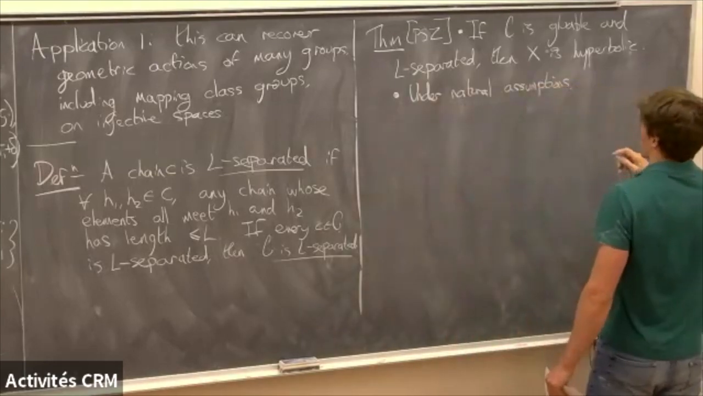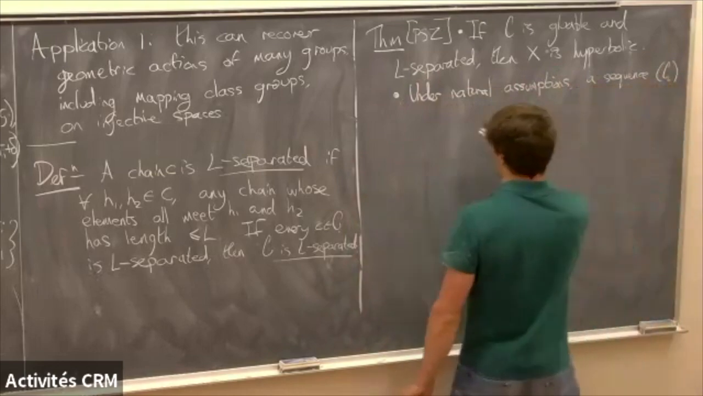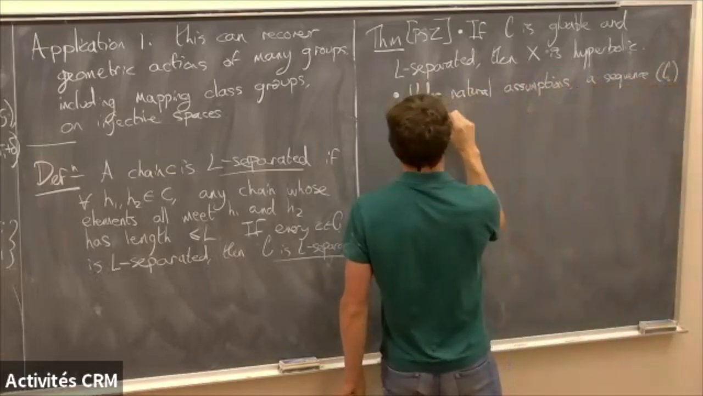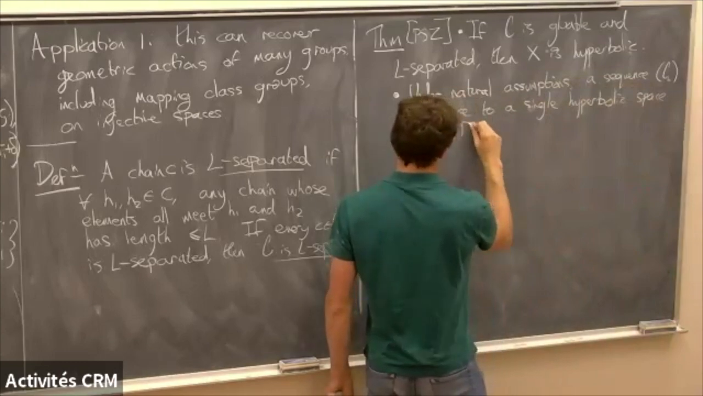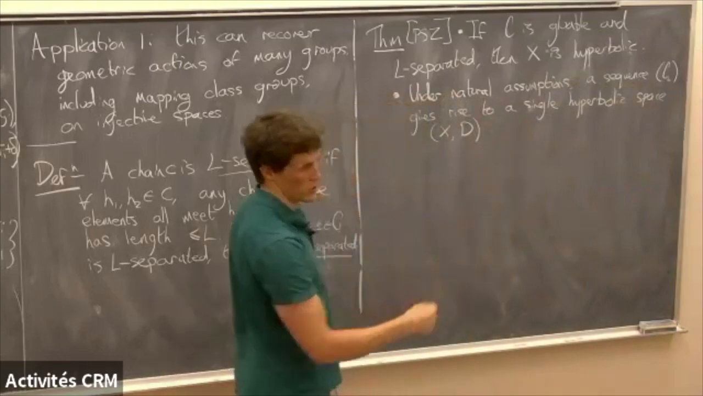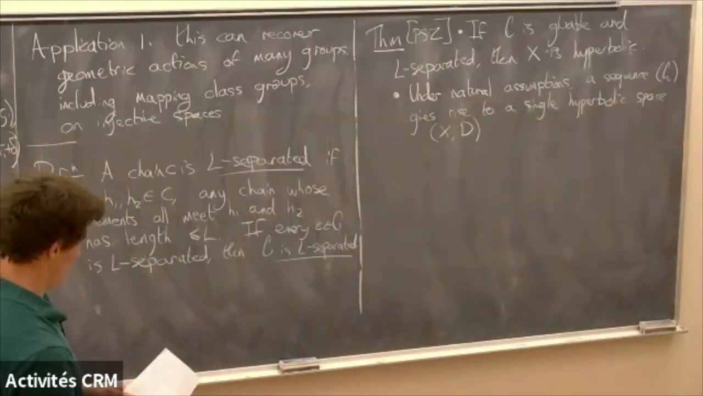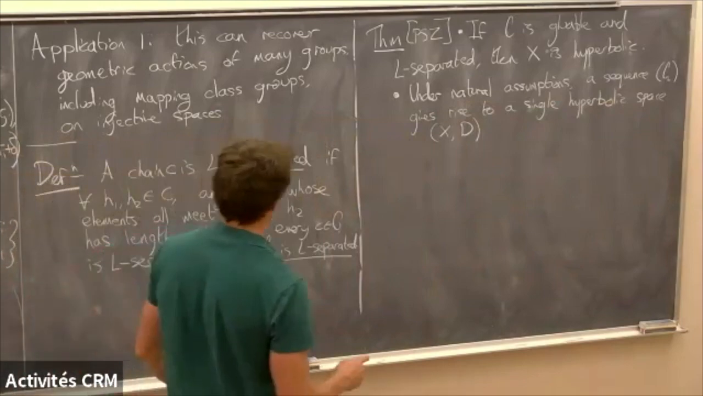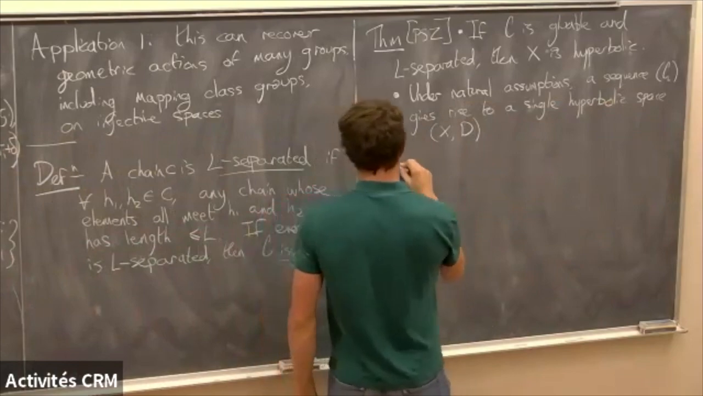And the natural assumptions, a sequence gives rise to a single hyperbolic space, which I'm going to denote X with metric D, where D is obtained by doing some procedure to the metrics D sub CL. Okay, I better wrap up. So, okay, application 2, I'm just going to write down and then skip entirely.